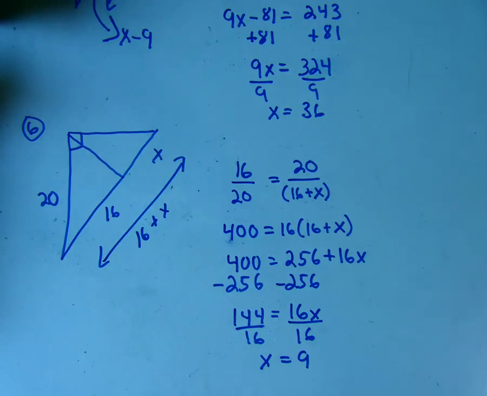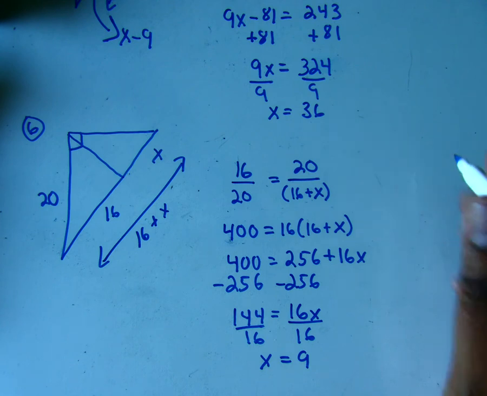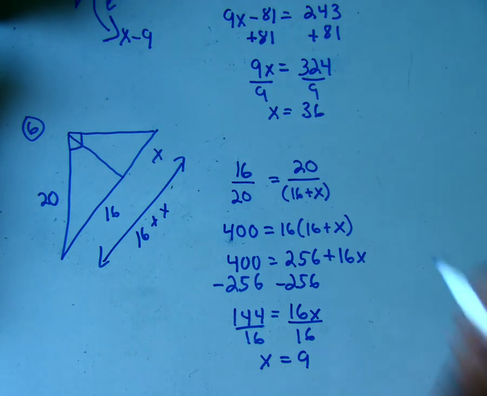So again, this is similar right triangles with the altitude rule and the leg rule.